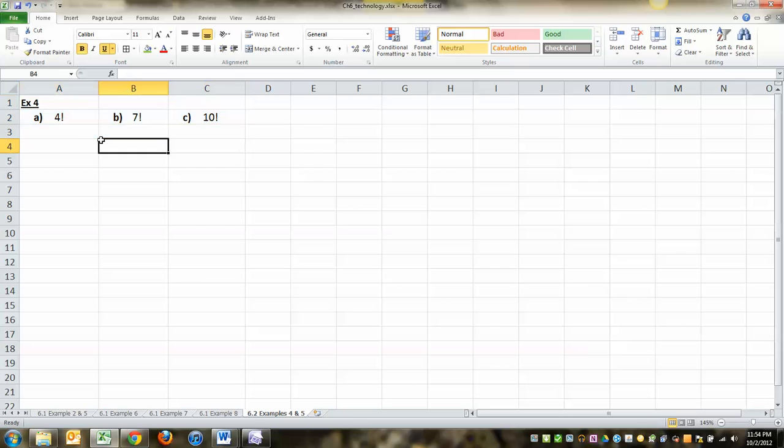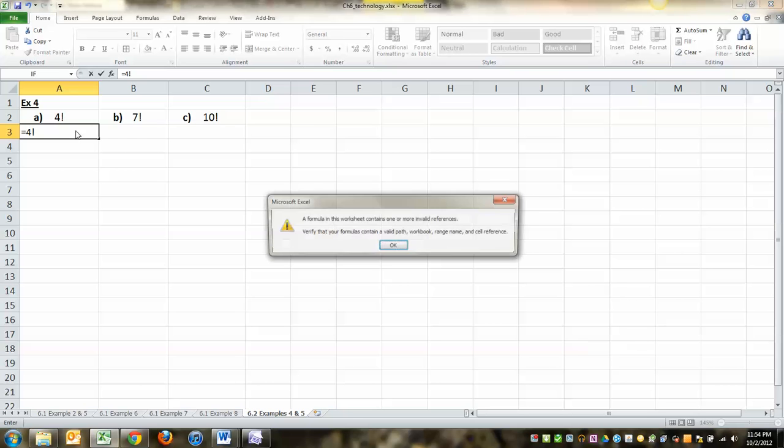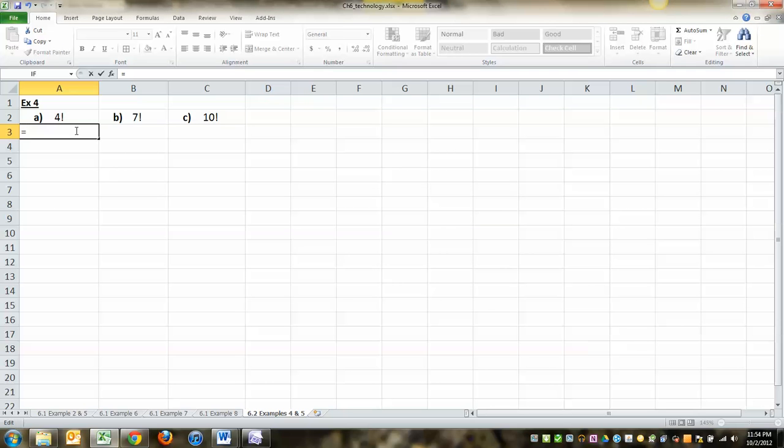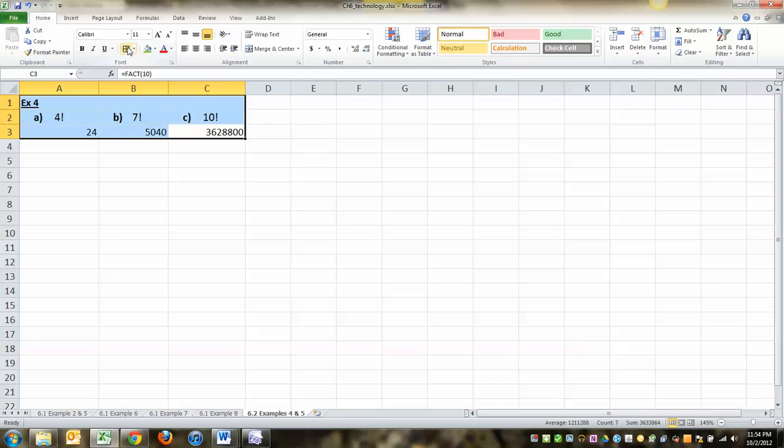Now the good news is that Excel knows this symbol. So you type equals 4 exclamation point, enter. Nope, didn't like it. Oh, it needs the factorial. That's right, F-A-C-T. There it is. F-A-C-T is the combo for factorial. So equals F-A-C-T 7. And then equals F-A-C-T 10. There you go. Simple as that.